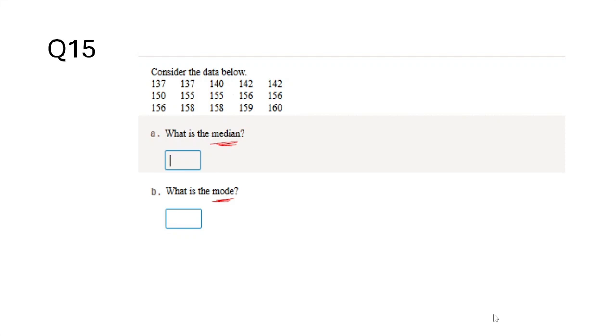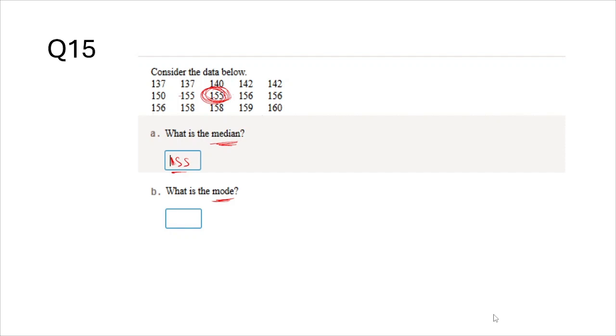So I have here 1, 2, 3, 4, 5, 6, 7, 8, 9, 10, 11, 12, 13, 14, 15. There are 15 numbers, which is an odd count, so I choose the 8th number. After this number there are 7 numbers, and before it there are 7 numbers, so the number is 155.